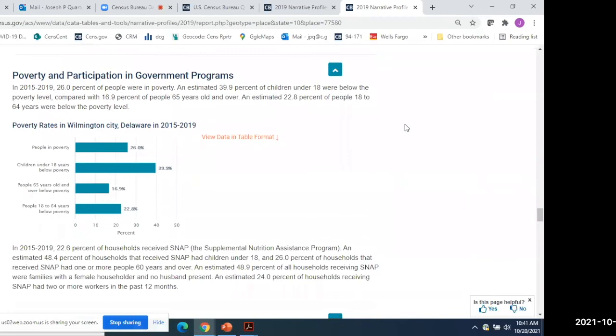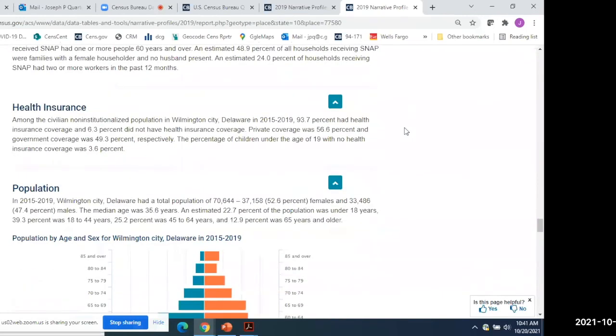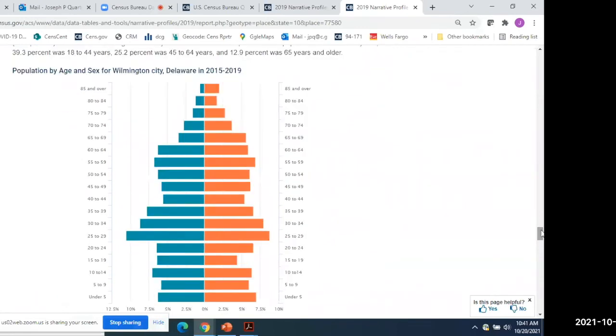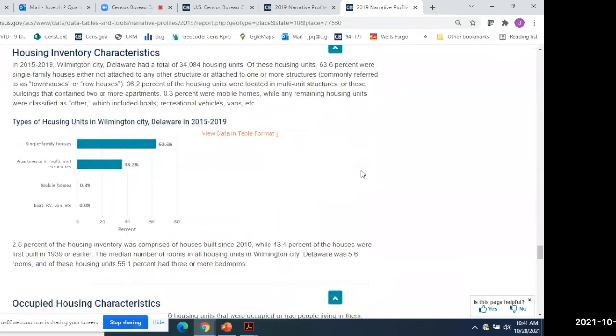Participation in government programs, health insurance, and then we have a population pyramid, which shows, you've probably seen something like this before, where the bulge is. It shows that that's the greatest population. And it looks like in Wilmington, we have a lot of people in the 25 to 29-year-old category. Now, sometimes that has a lot to do with education, graduate students and colleges in the area as well. And then we have some other information about Wilmington as well.